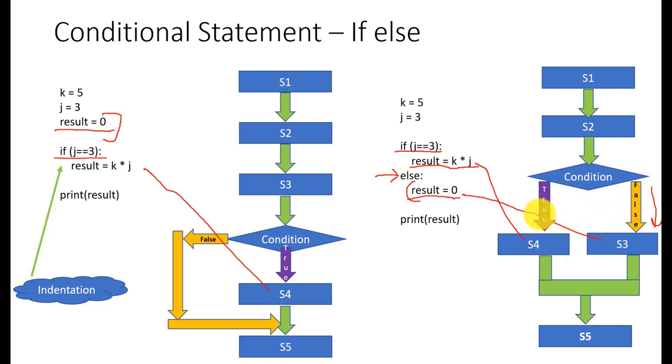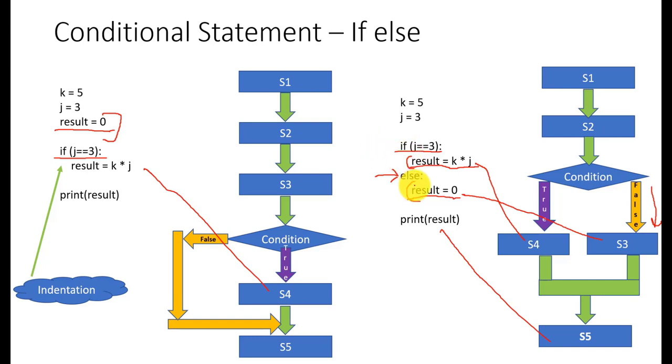Now from the condition we had two paths, one when the condition is true and one when the condition is false. If the condition is true, then we are executing result is equal to k into j. If the condition is false, then we are executing result is equal to 0. After executing all this if else block, automatically our control will come back to the statement S5, which is print result. So it doesn't matter whether the condition is true or false, the statement S5, that is print result, will always get executed. And you know this because of this indentation.